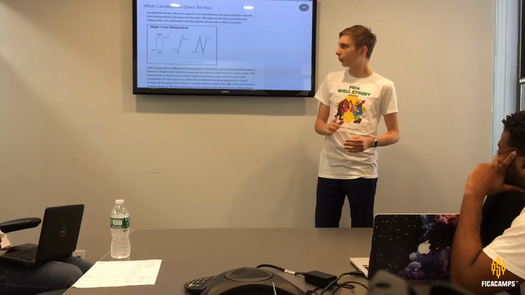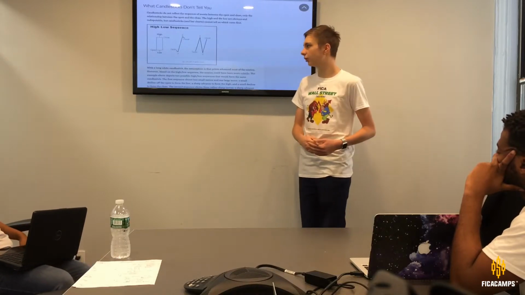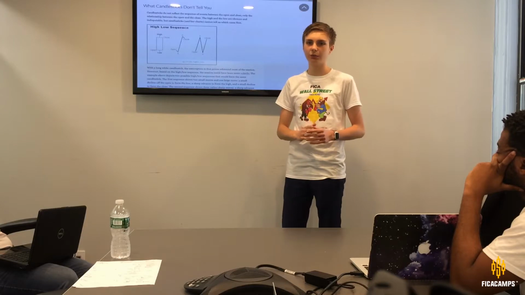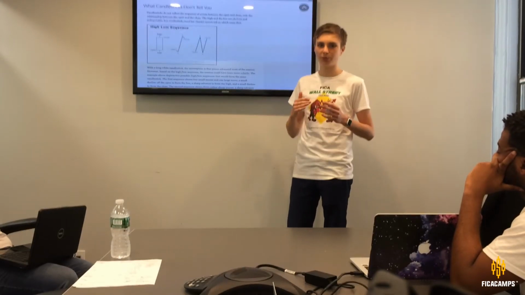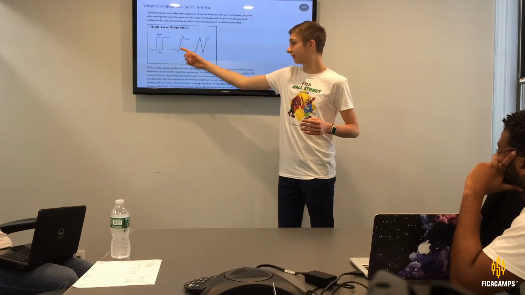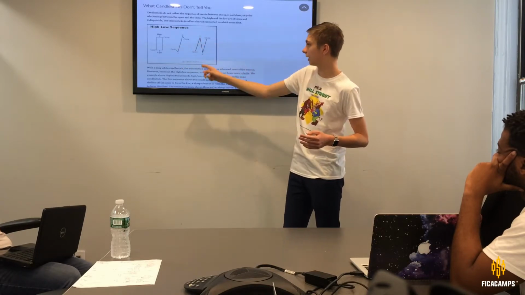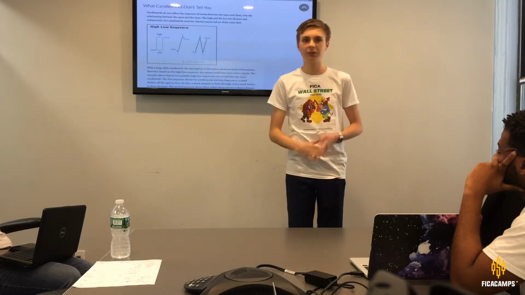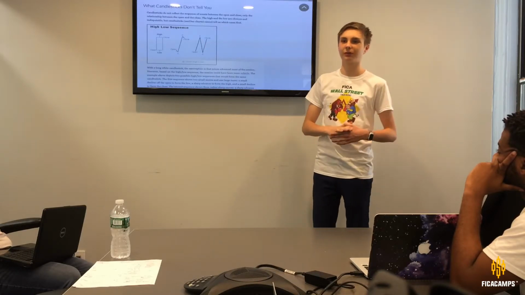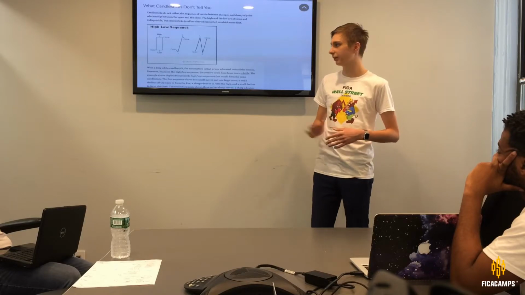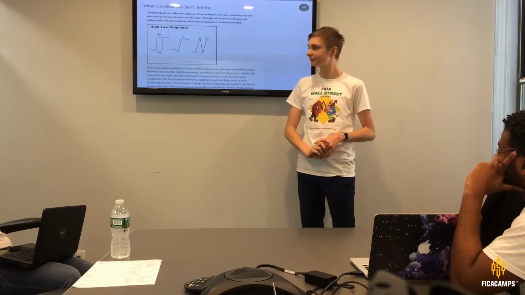Now, what candlesticks don't tell you is they show you the low, high, open, close, but they don't tell you what happened in between the open and close. So as you see here, it could go down and up and then down, or it could go up, down, up, or any other combination. There are pretty much infinite possibilities that could happen in one day.